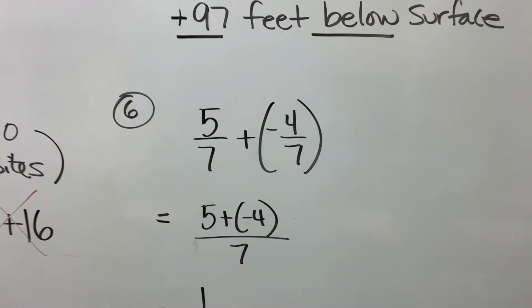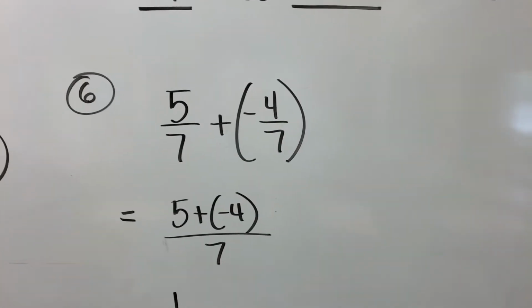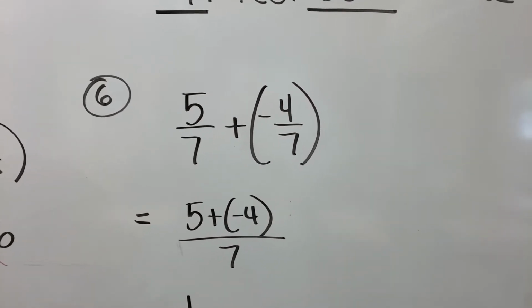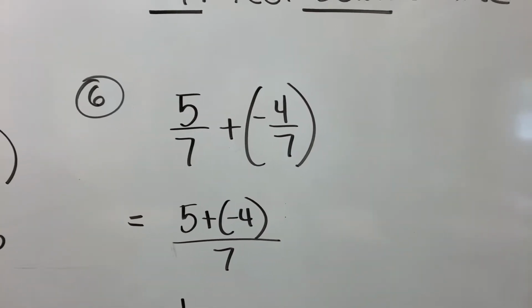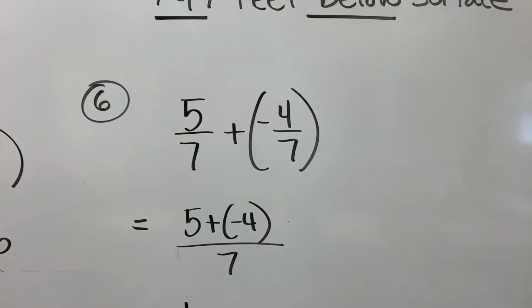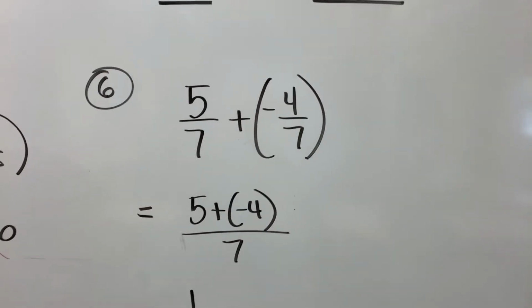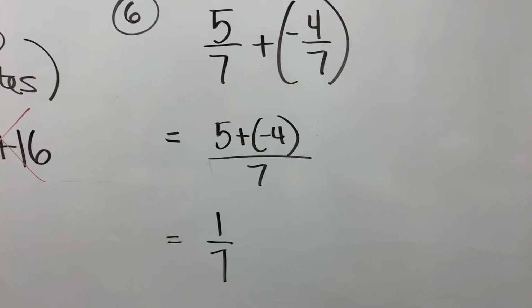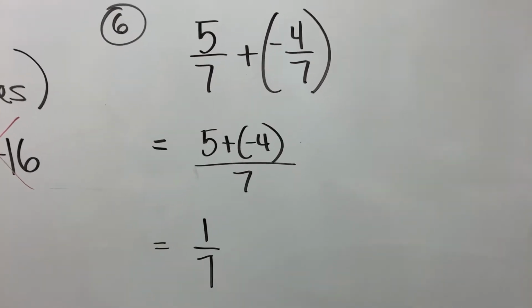Number 6, I have common denominators, so all I have to do is add the numerators. 5 plus -4, the signs are different, so I know the rule: subtract and keep the greater absolute value sign. For this problem, you should have got 1/7.